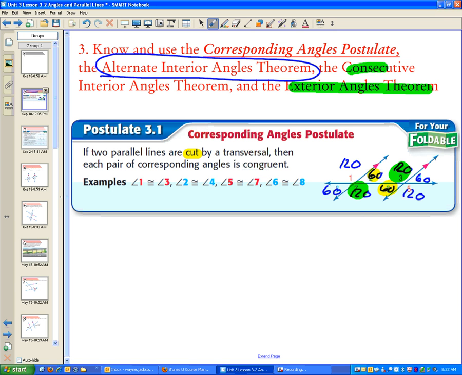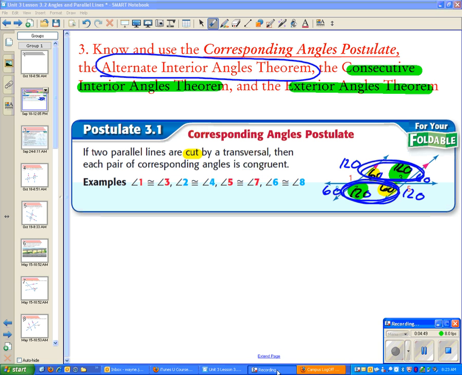Not this one, though. Consecutive interior angles. There's a pair of consecutive interior angles. They're not congruent. What are they? Yeah, supplementary. What about these? Supplementary. All right, so let's take a look at these other theorems.